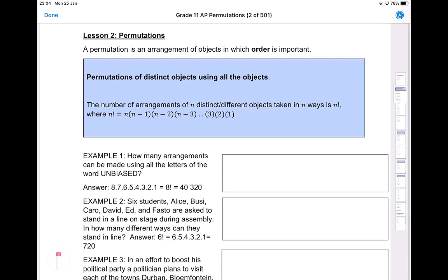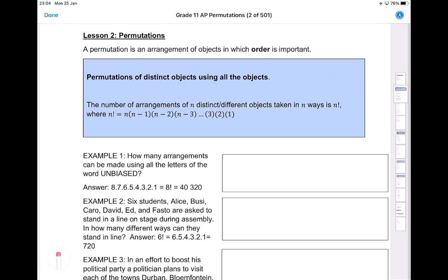We will look at permutations. First of all, the definition of a permutation. A permutation is an arrangement of objects in which order is important.